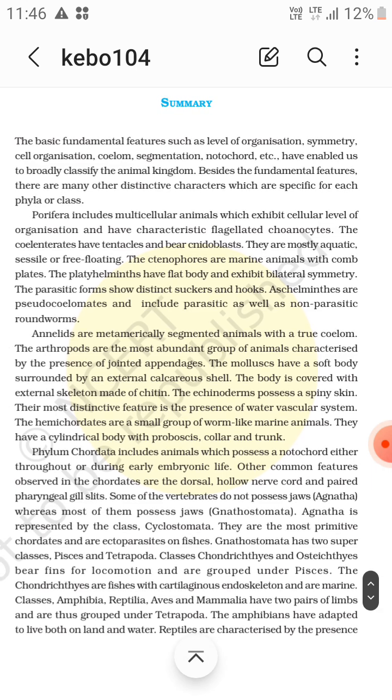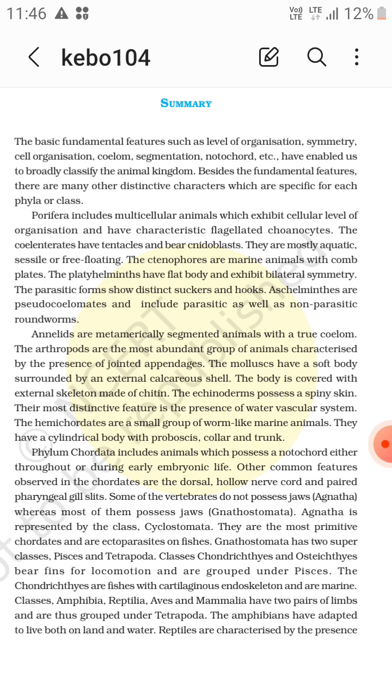The coelenterates have tentacles and bear cnidoblast. Now coelenterates have tentacles for capturing the prey, food, and they bear cnidoblast. It kind of stings. They are mostly aquatic, sessile, or free floating, right? The ctenophores are marine animals with comb plates. Now talking about the third phyla, ctenophores, they are marine animals with comb plates.